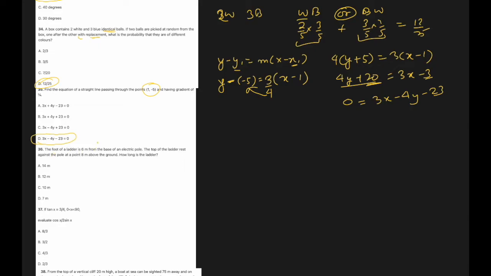Number 36. The foot of a ladder is 6 meters from the base of an electric pole. Okay, 6 meters, this is the ladder.